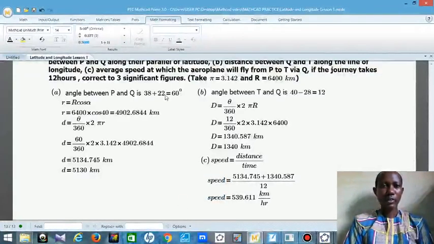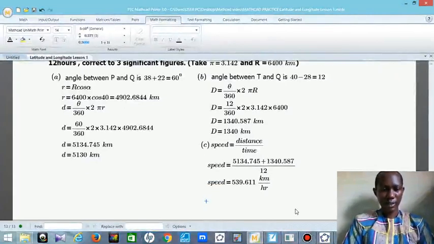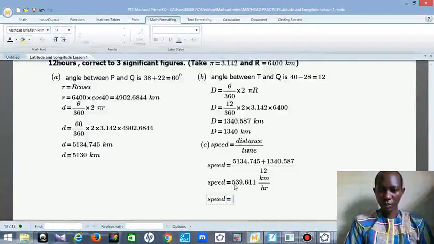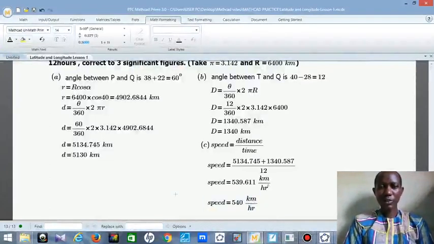So since we are working with three significant figures, our final answer will now be speed equal to, you just approximate to three significant figures, 1, 2, 3. So when you add 1 to 9, it will now be 10. It will now be 540 kilometer per hour. So this is the solution to this question.